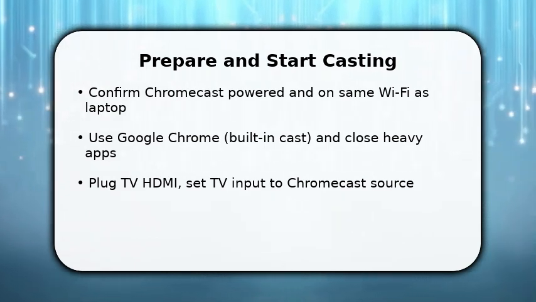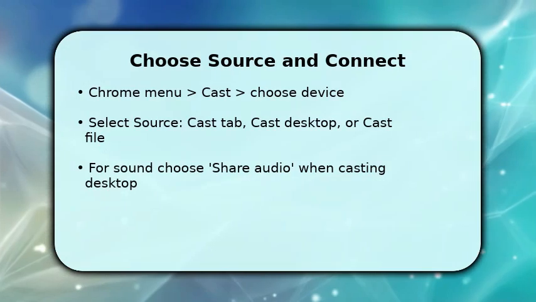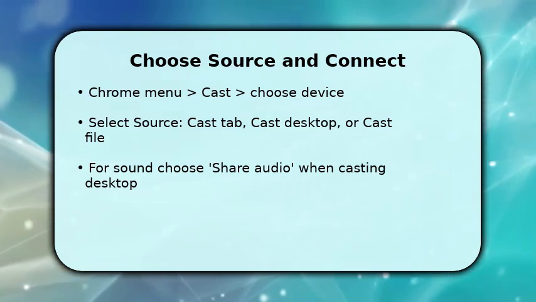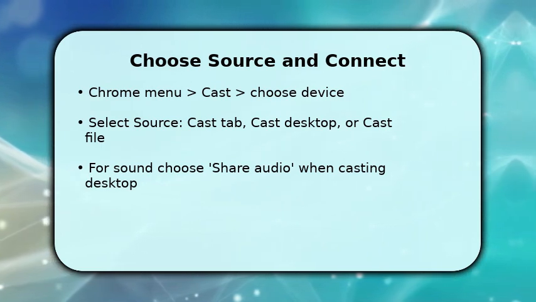You'll now choose exactly what to send. Open Chrome's three-dot menu and pick Cast. Chrome will scan and list available Chromecast devices. Make sure you change source if needed.